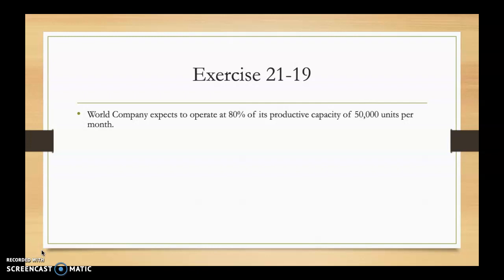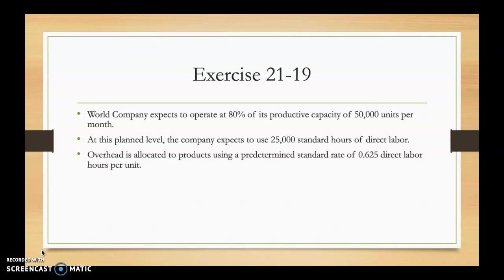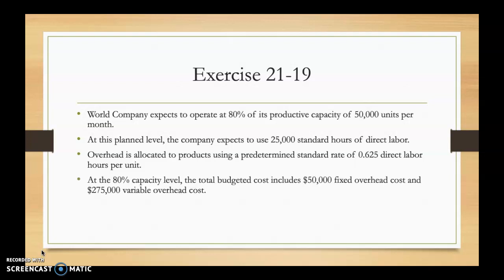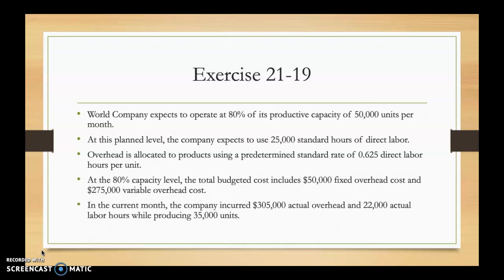So first, World Company expects to operate at 80% of its productive capacity of 50,000 units per month. At this plan level, the company expects to use 25,000 standard hours of direct labor. Overhead is allocated to products using a predetermined standard rate of 0.625 direct labor hours per unit. At 80% capacity level, the total budgeted costs include $50,000 of fixed overhead costs and $275,000 of variable overhead costs.